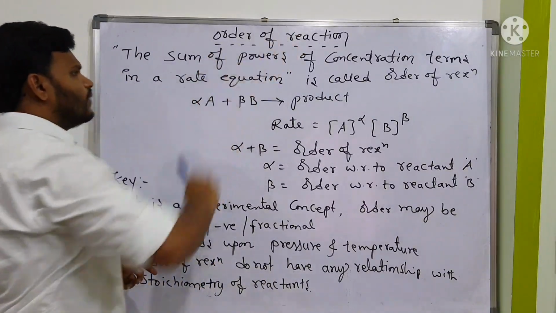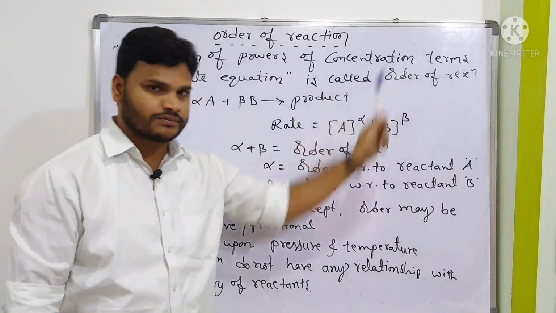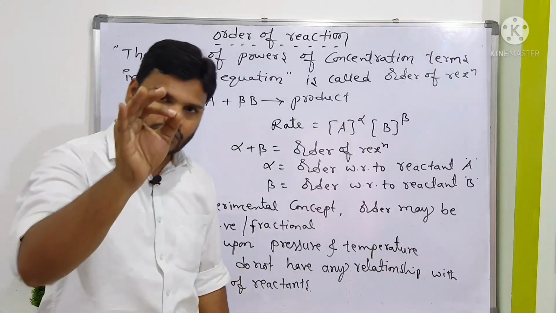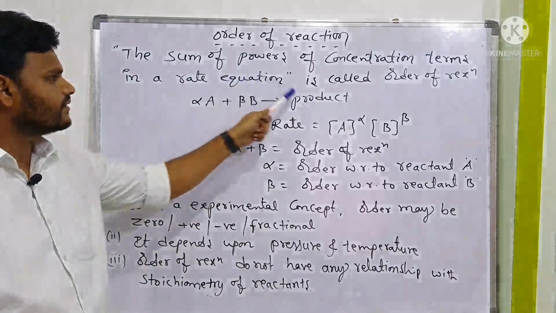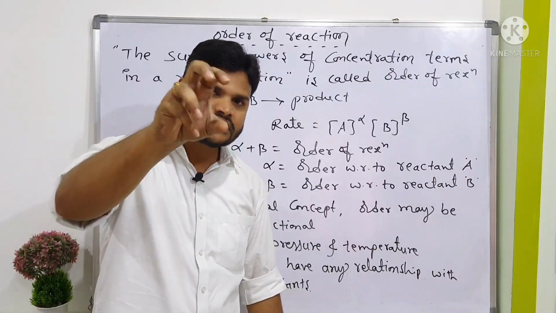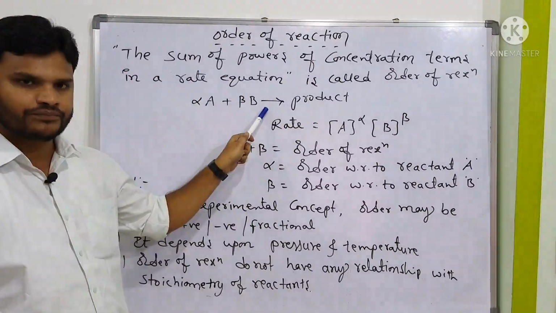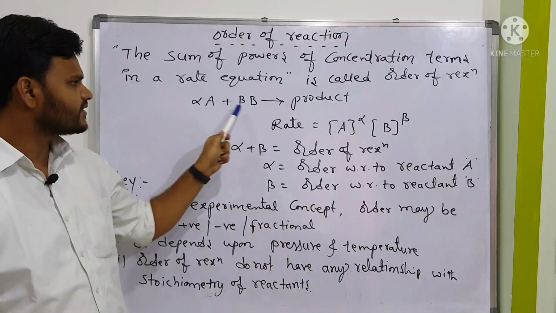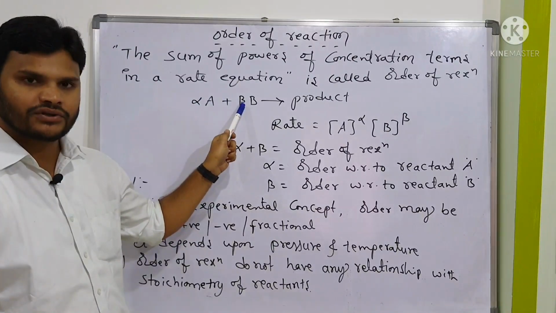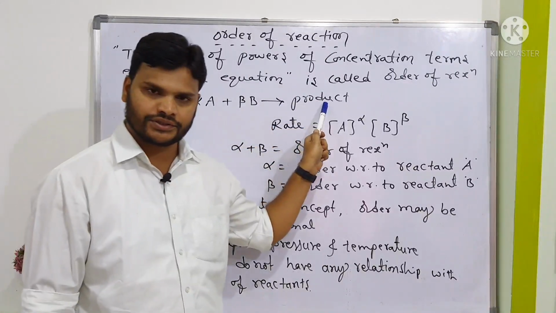What is the order of reaction? The sum of powers of concentration terms in a rate equation is called order of reaction. Let us take one equation, alpha A plus beta B. These are reactants, and alpha and beta are the stoichiometry. So A and B are reactants, which give rise to product.